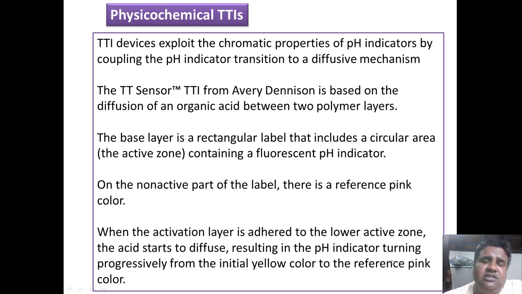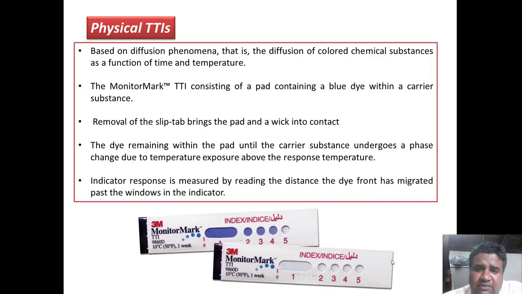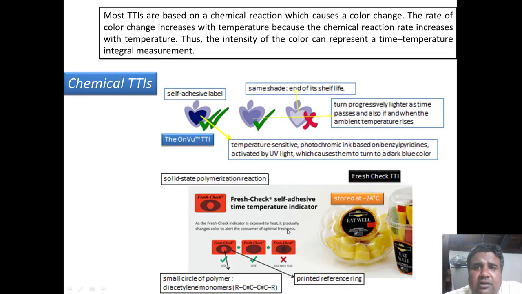What happens in this case? I'll explain with this again. You can focus on point 5. In the physicochemical type of TTI indicators, there will be a pink color surrounding this ring. And here it will be a different color. This is a pH indicator, and it is linked with a color change.